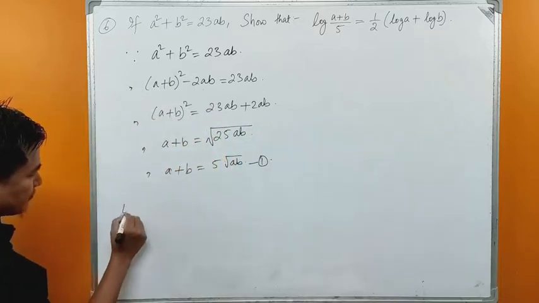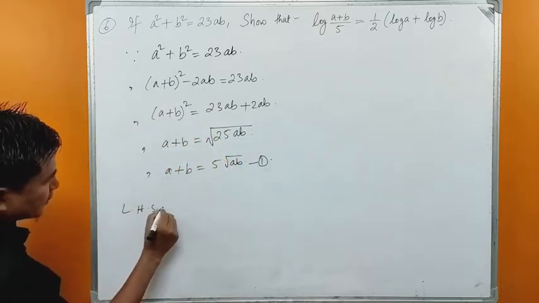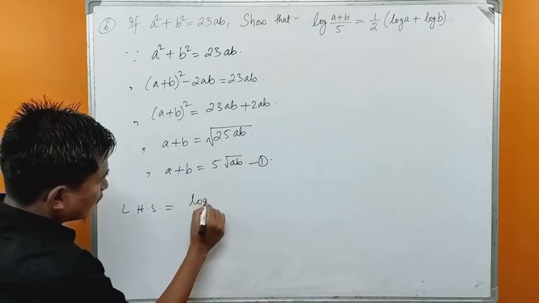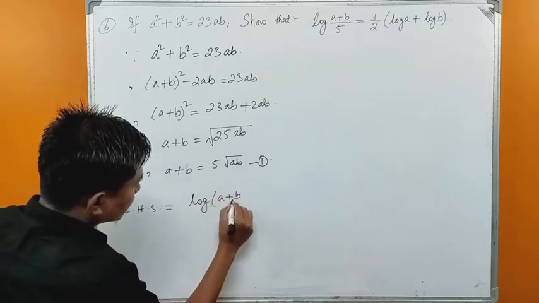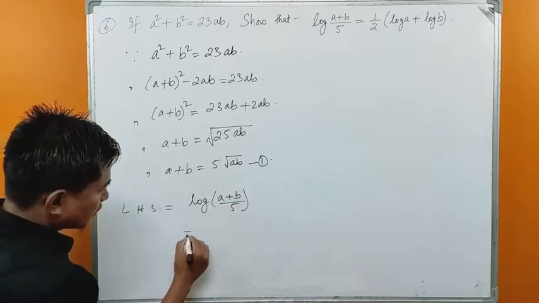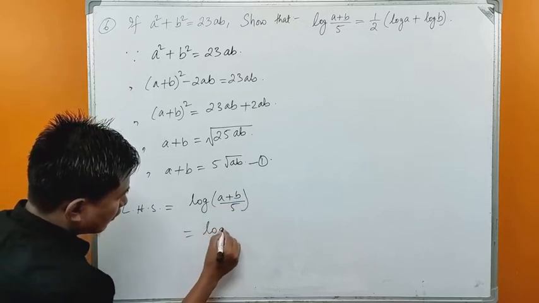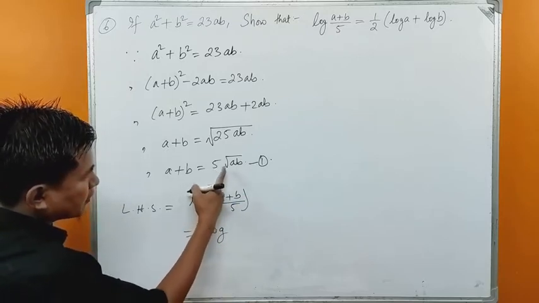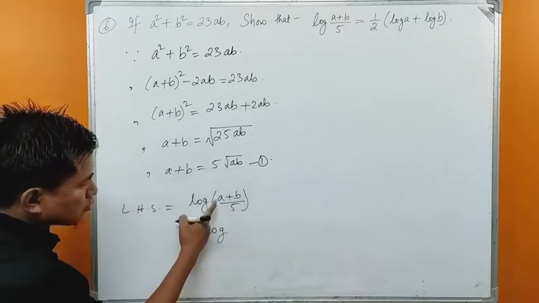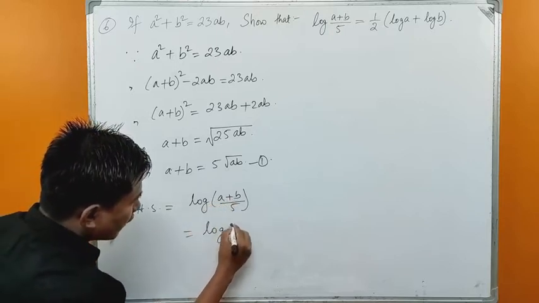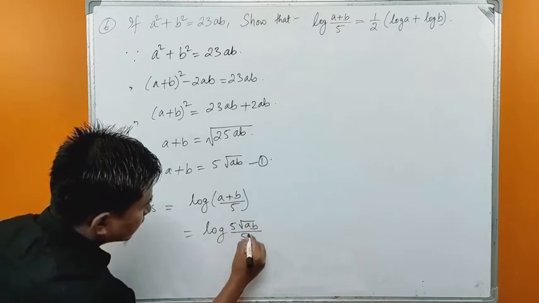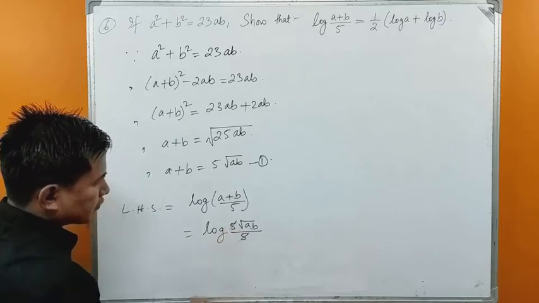So let's begin. LHS, left hand side equals, we have log of (a plus b) upon 5, isn't it? This is what we have in the left hand side. So let us put the value of a plus b. A plus b means 5 into root ab from equation 1. So instead of a plus b, I can write 5 into root ab upon this 5, which is already there in the denominator. So this 5 and this 5 can be cancelled.